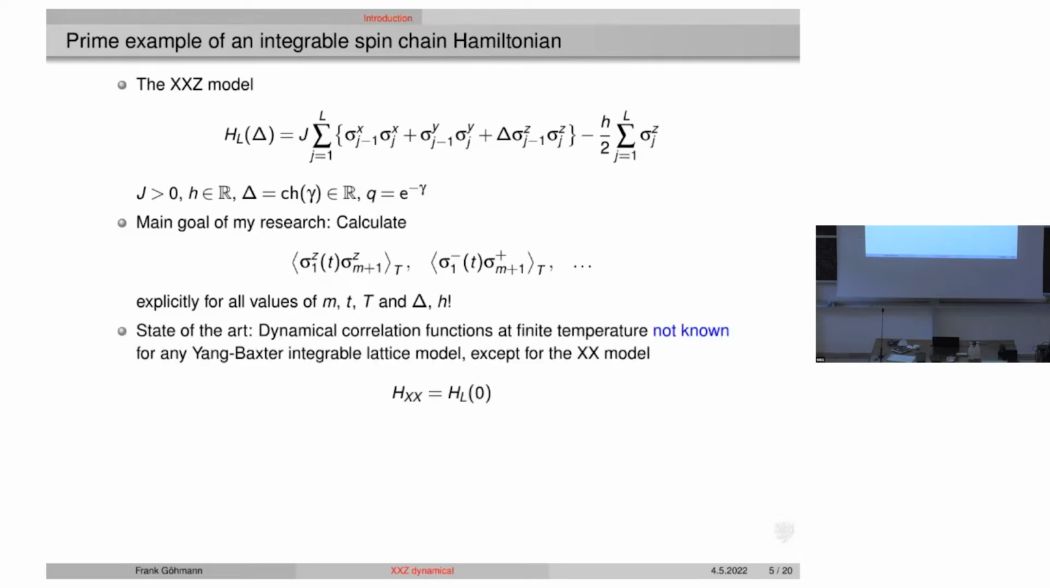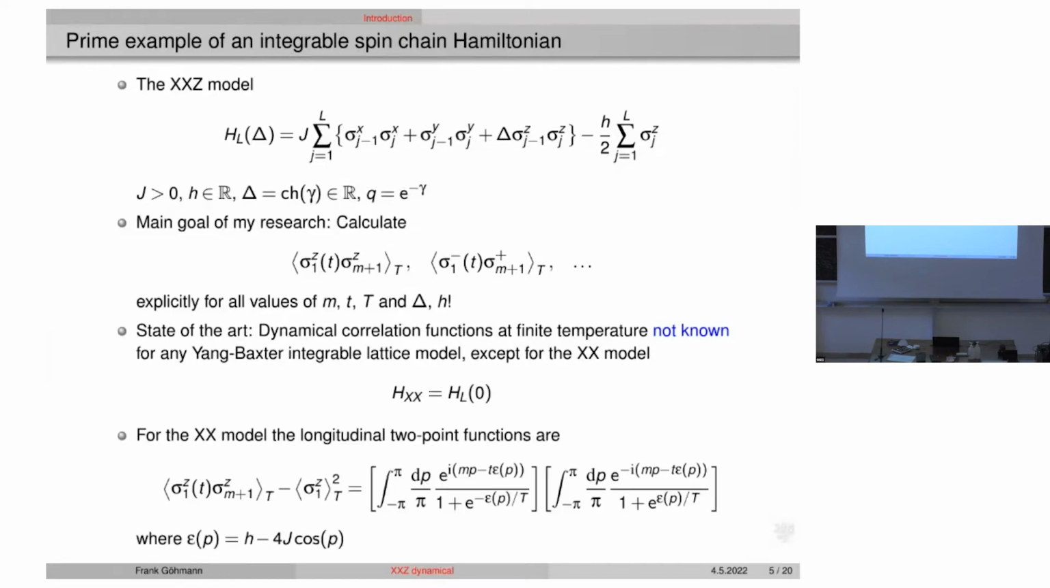Unfortunately, the state of the art is that dynamical correlation functions at finite temperature are not known exactly, except for the case when delta, the anisotropy, is 0, the so-called free fermion point, where the model is more simple. So here is an example at the free fermion point. When delta is 0, we call it the XX model. The so-called longitudinal correlation functions, the sigma-z sigma-z correlation functions, are known since the late 60s. This was first calculated by Niemeyer in 67.